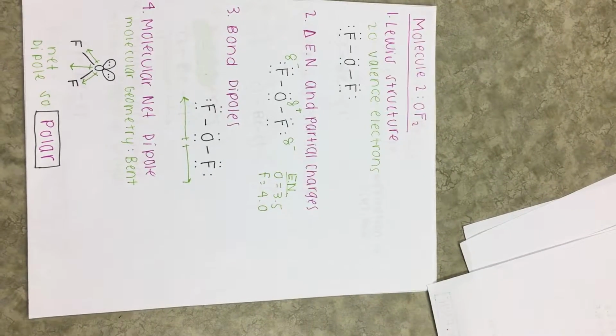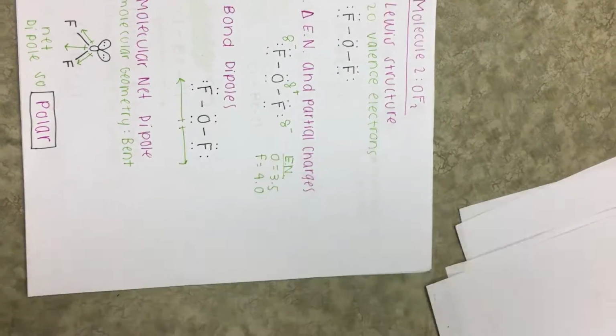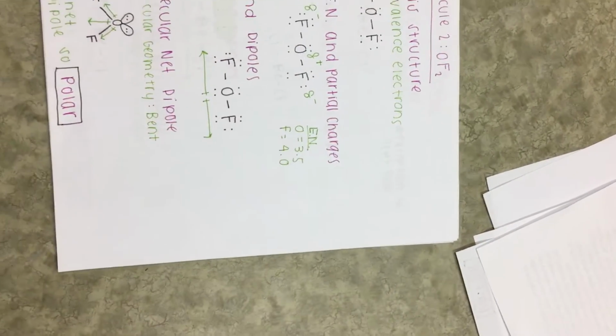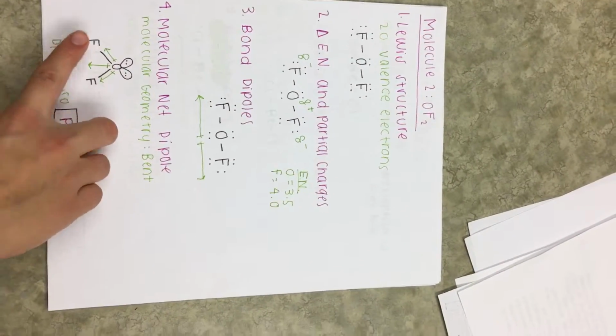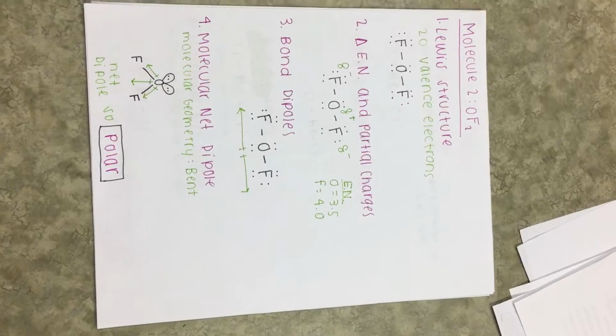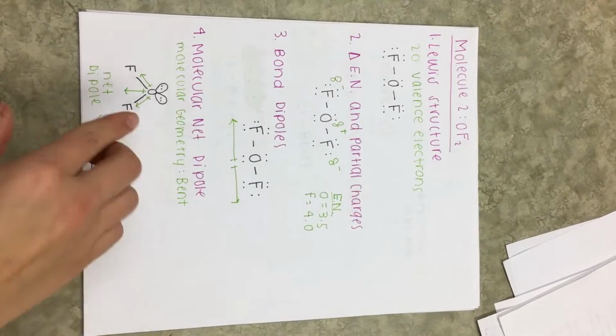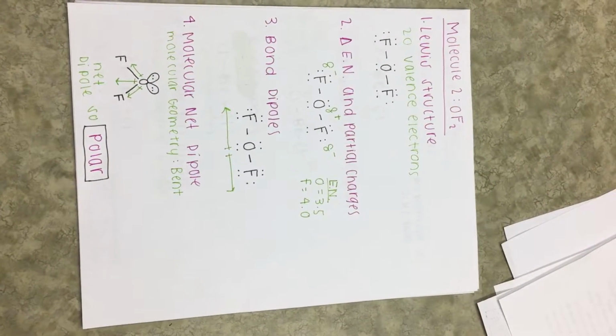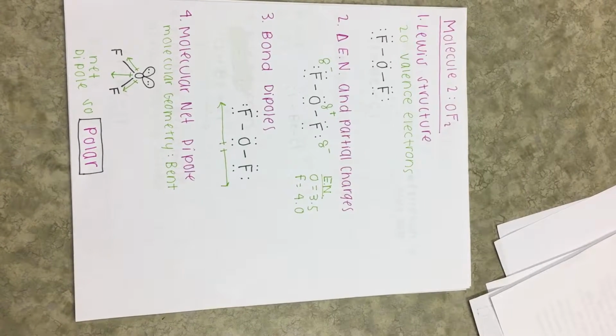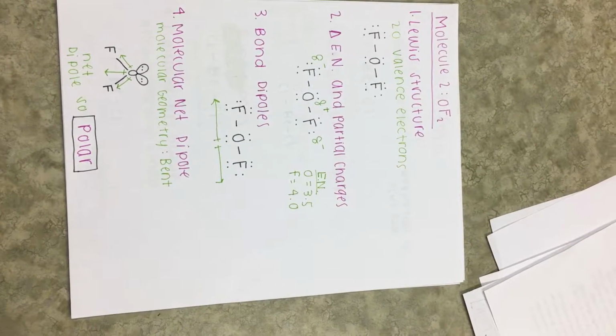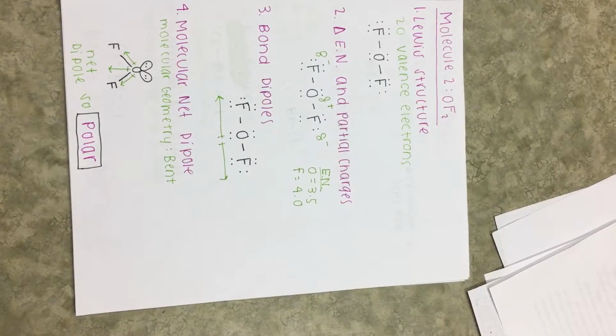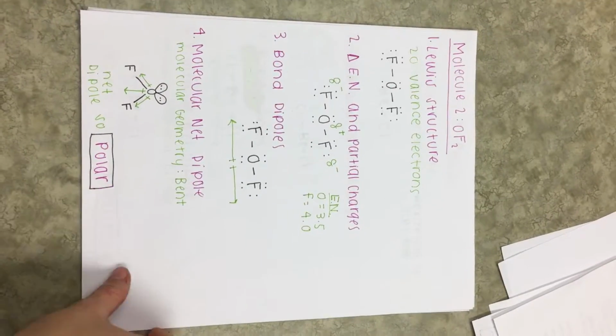We have two F's on the outside, so the dipole goes from the O out to the F's. Because of the molecular geometry, the net dipole will be going down. This is the net dipole. The dipoles in the bonds don't cancel because of the molecular geometry being bent. There is a net dipole in this molecule, so it is polar.